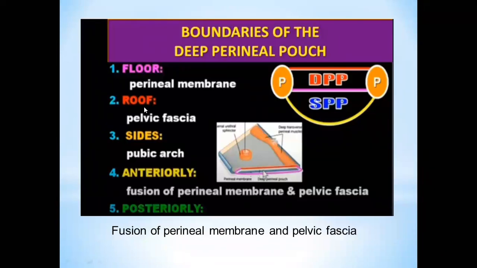And the roof of the deep perineal pouch is formed by the pelvic fascia. On both sides will be the pubic arch, which is similar in both of them. And anteriorly and posteriorly, the boundaries of the deep perineal pouch are similar. Both of them are formed by the fusion of the perineal membrane and the pelvic fascia.